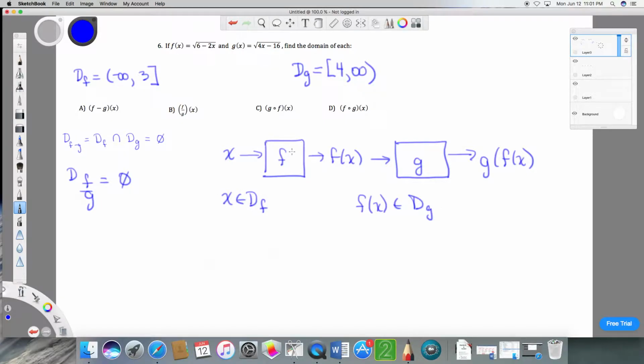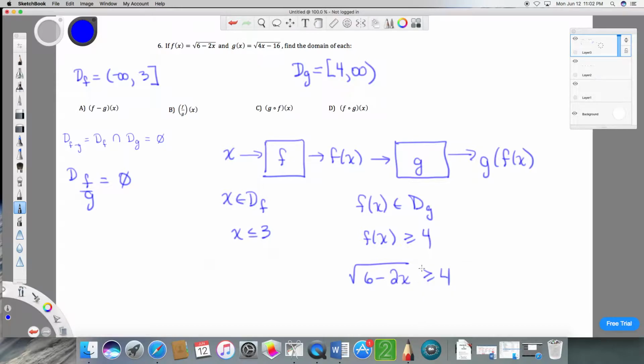To be in the domain of f, we have to pick values of x that are less than or equal to 3. This is negative infinity to positive 3. To be in the domain of g, the output of f has to be greater than or equal to 4. So let's see if we can solve this inequality. f of x we know to be the square root of 6 minus 2x.